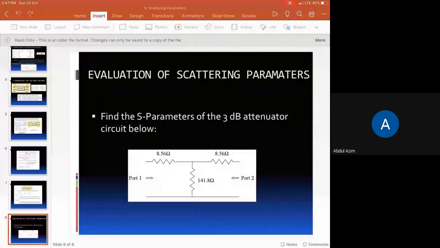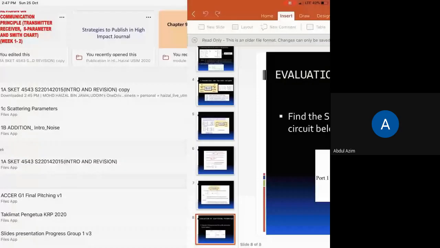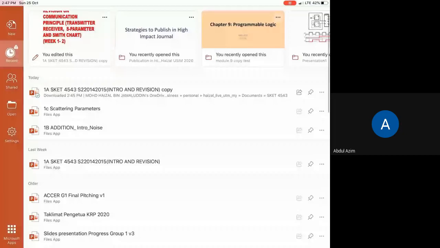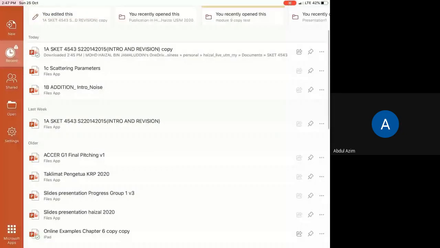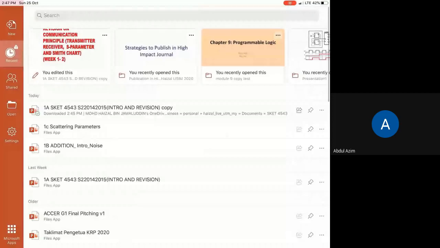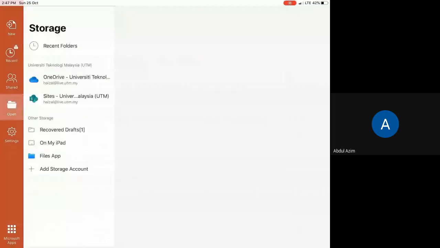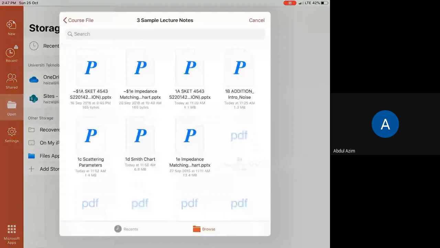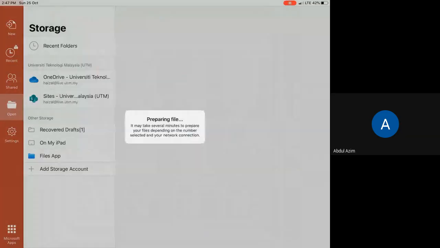So apa ada lagi? A, B, C. Boleh open lagi ya? On this next chart. Okay. Boleh buka tak?